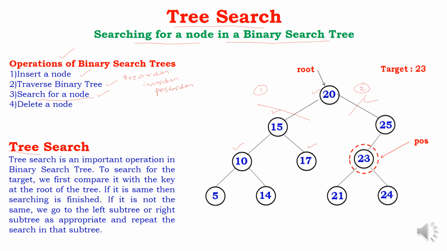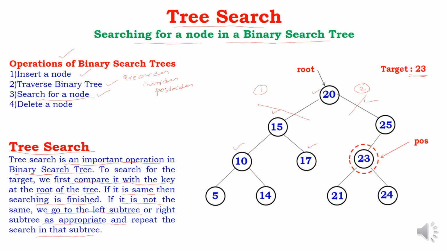That is tree search. Tree search is an important operation in a binary search tree. In a binary search tree, to search for the target, we first compare it with the key at the root of the tree. If it is the same, then the searching is finished. If it is not the same, we go to the left subtree or right subtree as appropriate and repeat the search in the subtree.